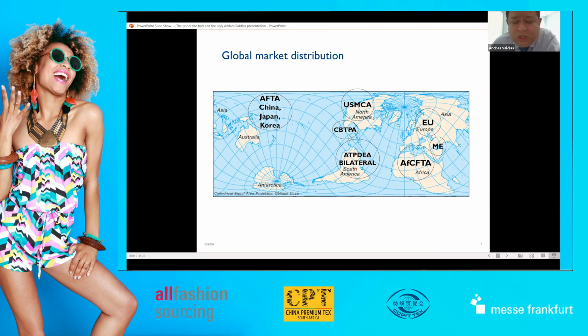In South America, you have ATPDA, which is similar to AGOA, providing zero import duty for textile and apparel into the US. And of course, you have Africa, not only with the US, but with your internal efforts to constitute a free trade agreement. And they have the European Union with GSP benefits for textile apparel. So this is how the world looks.